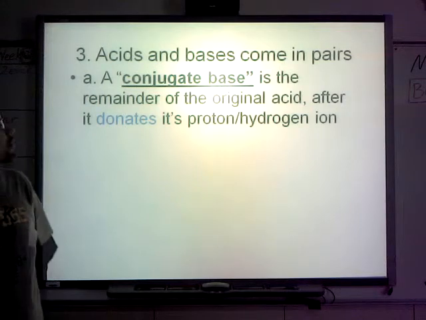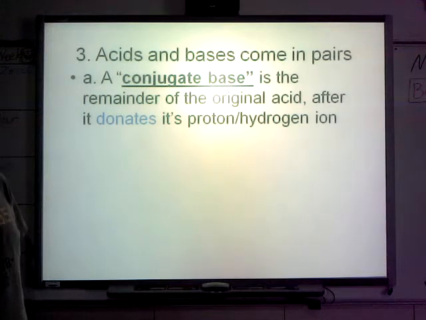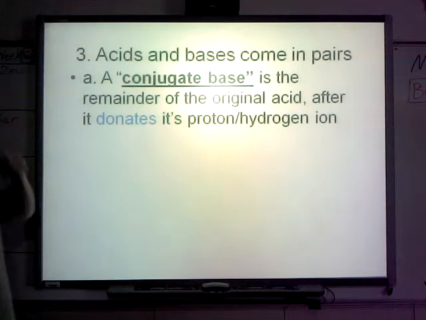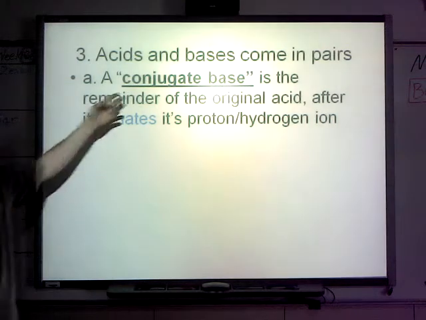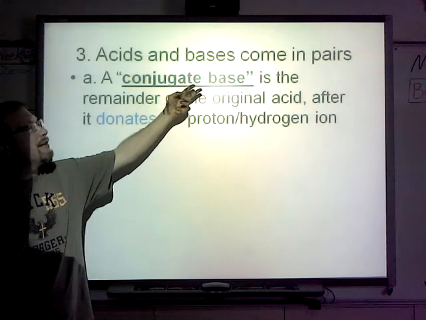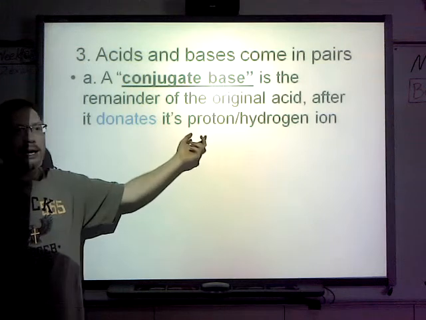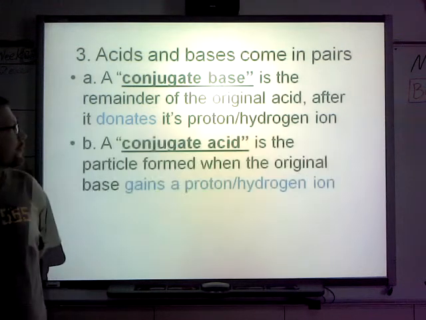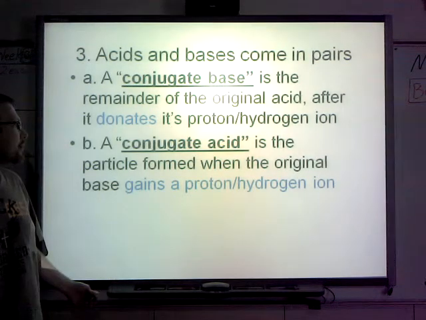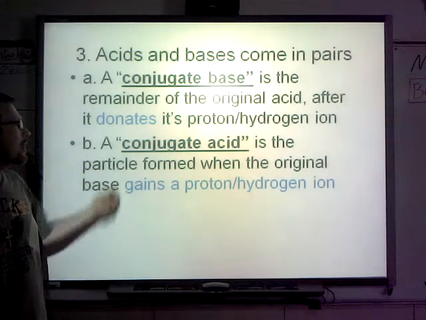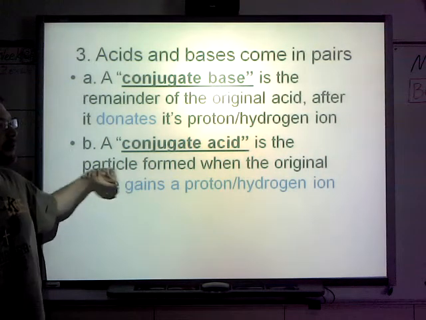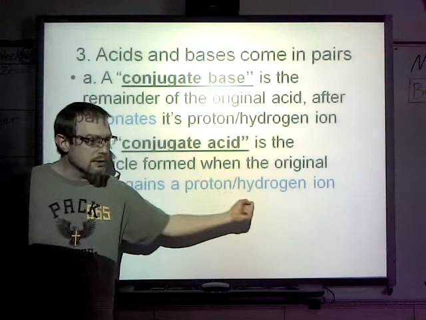I said this just a moment ago. I'm not going to bother rereading it to you, but conjugate base is what you have left over after an acid gives away a proton. And a conjugate acid is what gets made after the original base takes on that proton.